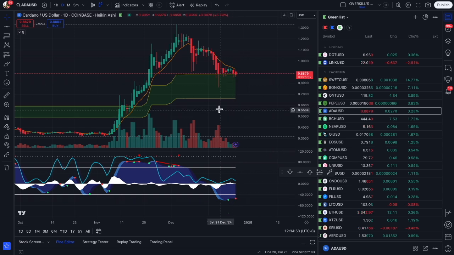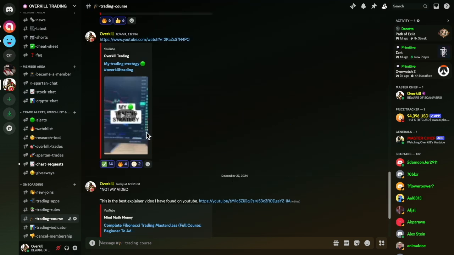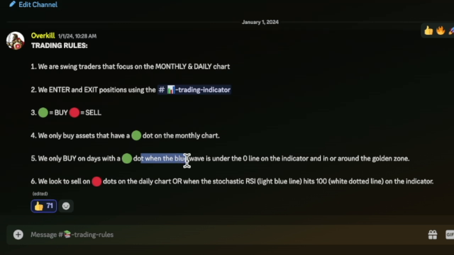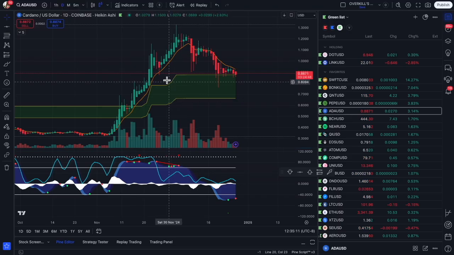So what we want, which is part of rule number 5 over here, is to buy the green dots when the blue wave is under the 0 line on the indicator, or in or around the golden zone. The golden zone gives us our support and resistance. We do not want to be buying up here. You can see the price is way extended off of the golden zone when the wave is up here.